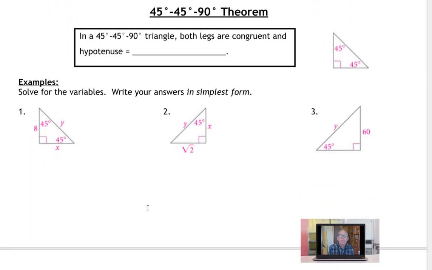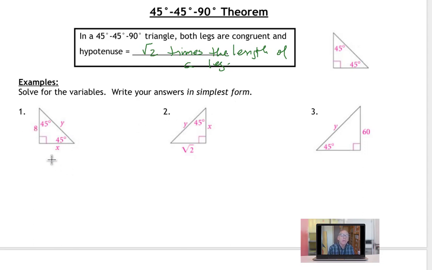Let's look at the 45, 45, 90 triangle. In a 45, 45, 90 triangle, both legs are congruent and the hypotenuse is equal to radical 2 times the length of a leg. So the leg times radical 2 makes the hypotenuse. Let's solve for the variables. Write your answers in simplest form.